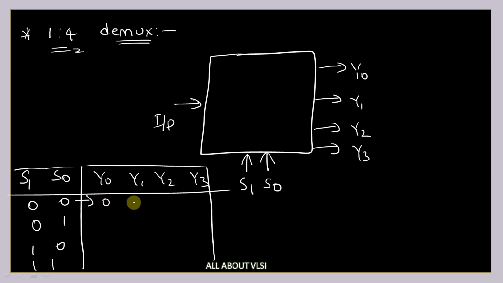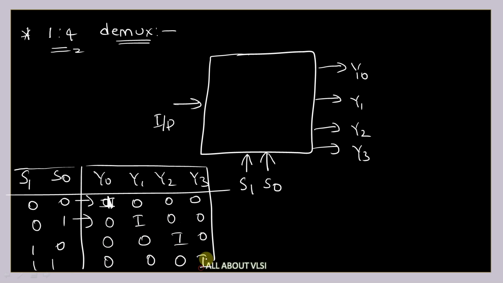Here you will get your input and the remaining outputs will be equal to 0. And if it is 0 1, here you are going to get your input and the remaining are 0. And if it is 0 0, you get the input at y0. And for 1 1, you are going to get your input at y3. So this is how you decide which output is going to get your input.